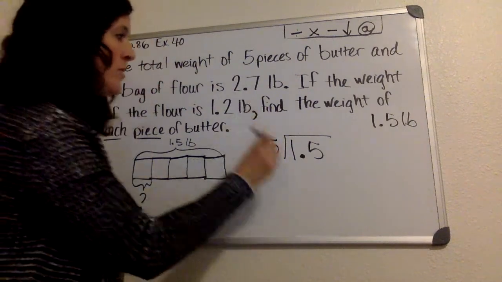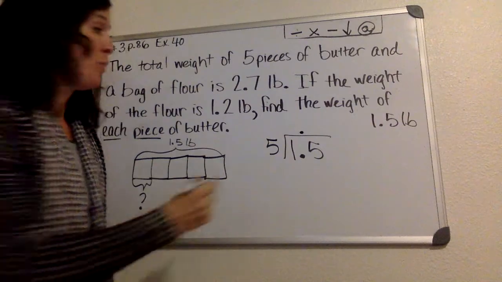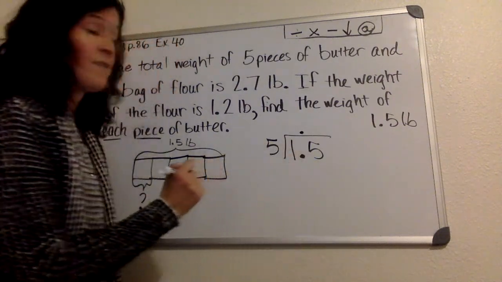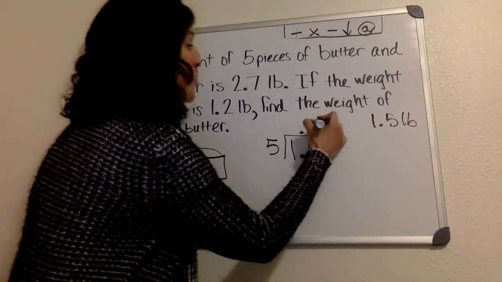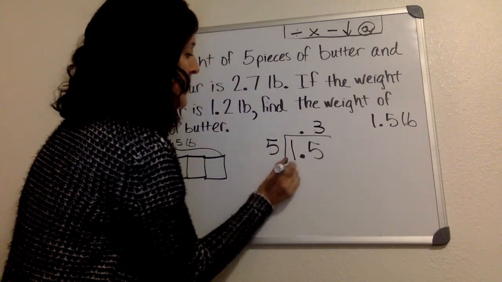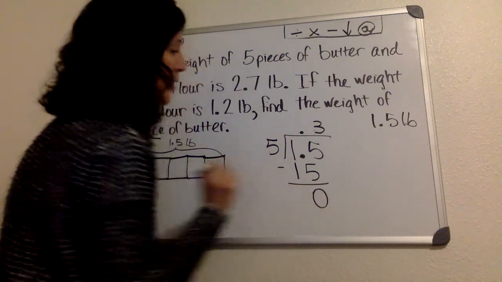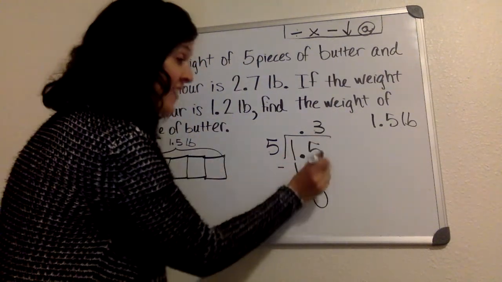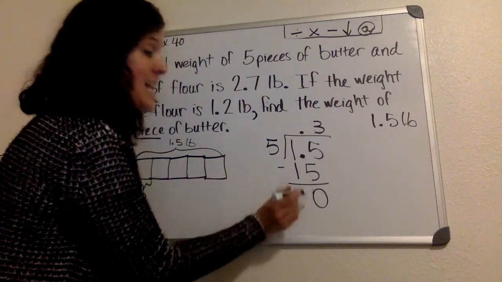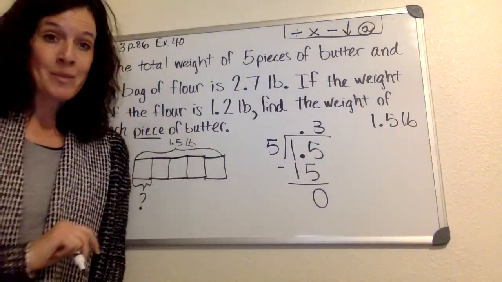First thing I do, decimal point up. Can 5 go into 1? Nope. Can 5 go into 15? Yep, 3 times. 3 times 5 is 15. Subtract, 0. Look, nothing else to bring down, and I have a 0. That means this problem is done.